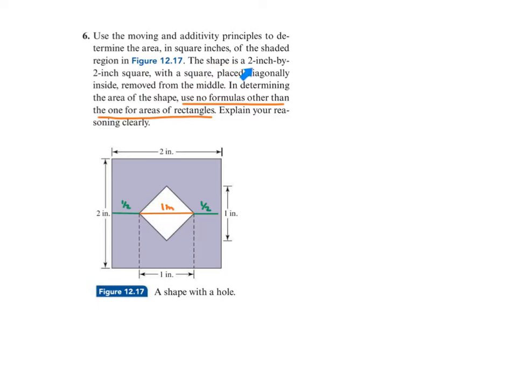And it says the shape is a 2 by 2 square inch with a square placed diagonally inside, removed from the middle. And they tell us it's 1 inch from here to here, so that means the diagonals of this square inside are also 1 inch. And since we know the diagonals of a square are perpendicular bisectors of each other, it means that it will cut it into little 1/2 inch parts, making right angles. So we can use that and the moving and additivity principle to find the area.